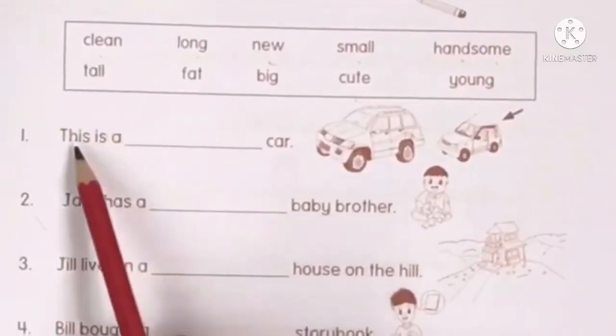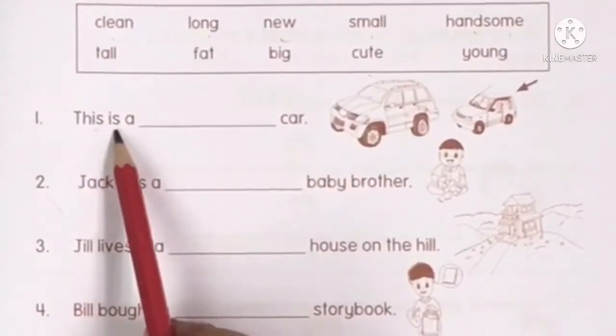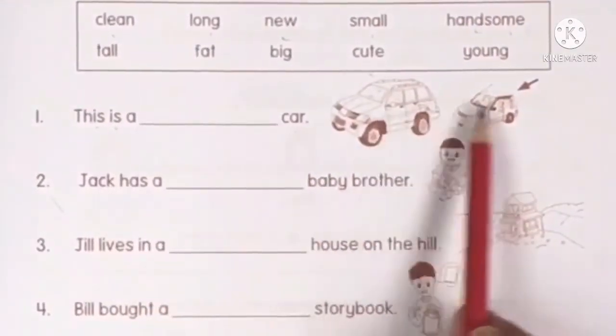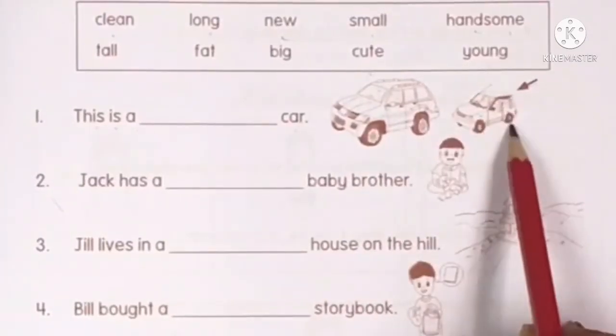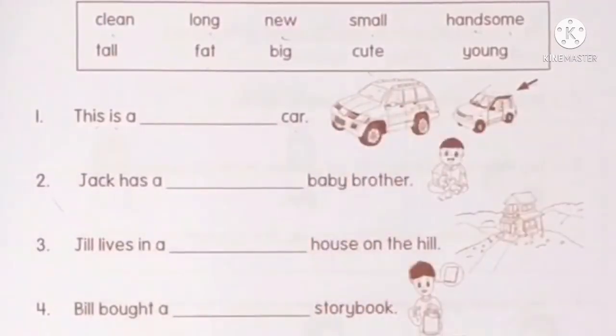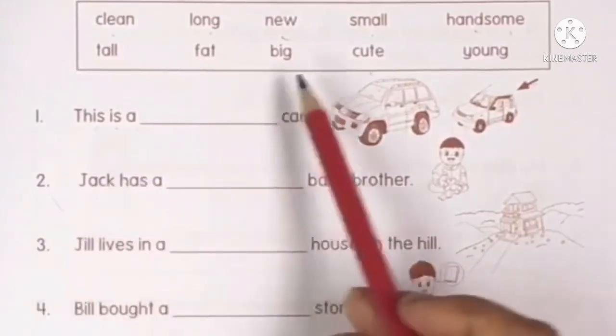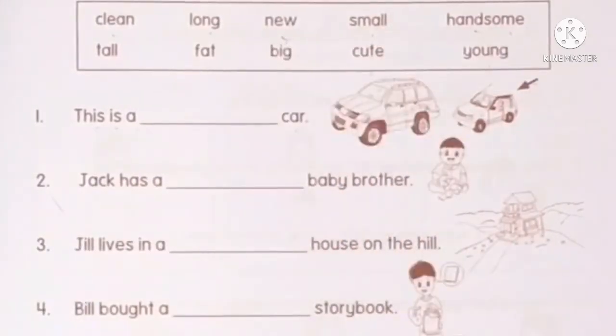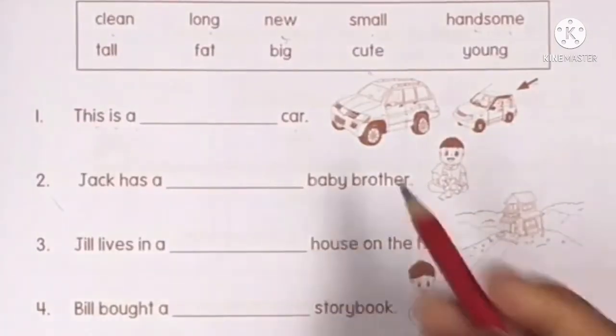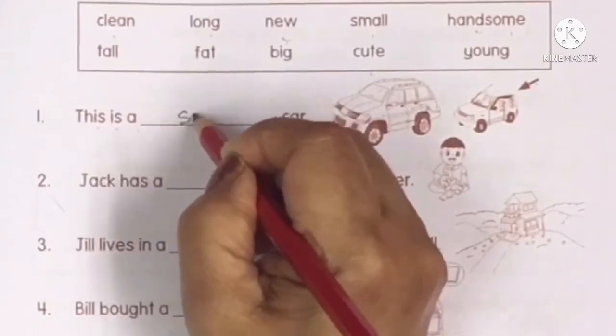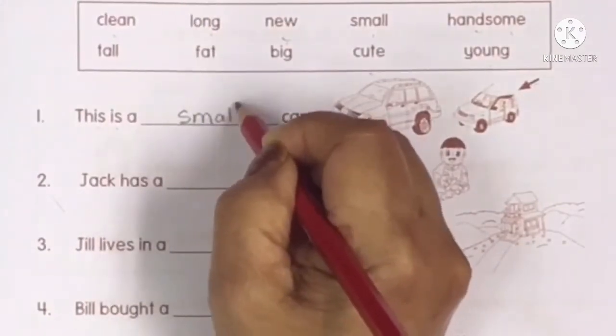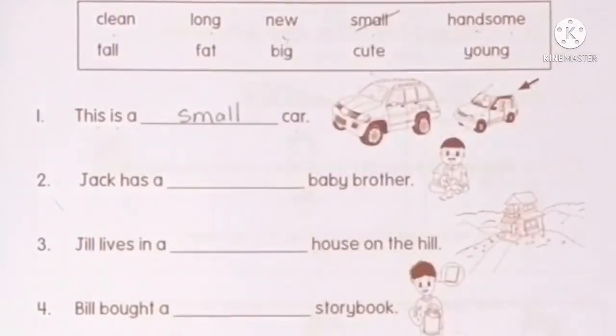Now look at number 1. This is a car. There are 2 cars. Can you see the arrow? So what are they trying to say? Is it new or is it small? Small. Yes, this is a small car.